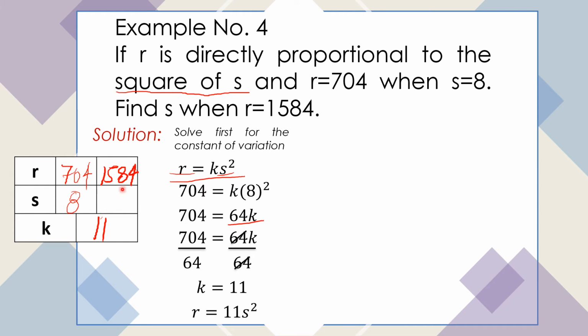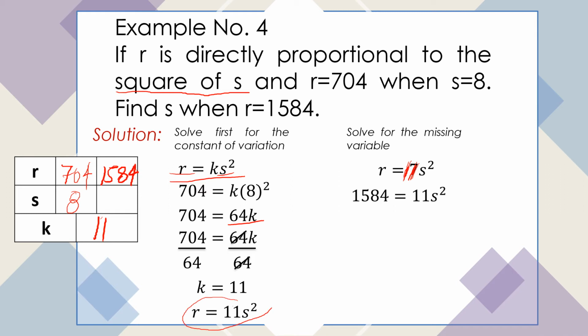1,584. Hanapin natin yung value ng s. So, given meron na tayong equation of variation, we have r equals 7s squared. Palitan lang natin yung r ng 1,584. Mali ito. Dapat ito yung 11. R equals 11s squared. Since ito yung ating nakuha nating equation of variation, dapat yun pa rin yung gagamitin natin. Then, divide both sides sa 11.